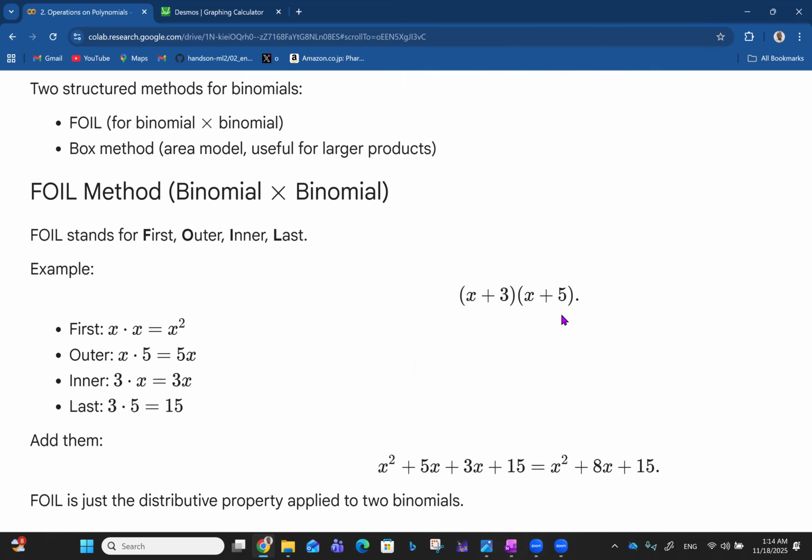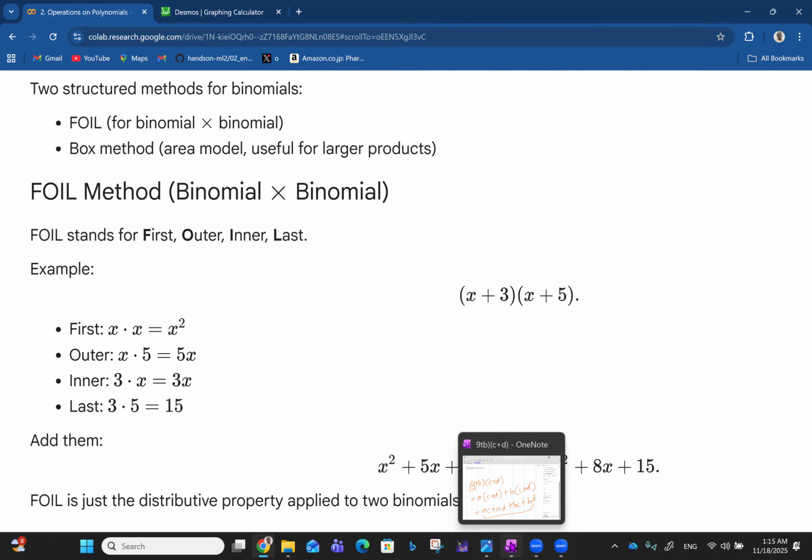So x times x, x squared, x times 5, 5x, 3 times x, 3x, 3 times 5, 15. And then you can tidy things up, and you have x squared plus 5x plus 3x is 8x. So x squared plus 8x plus 15. So you just add together and you get that result. So FOIL is just the distributive property applied to two binomials, basically.